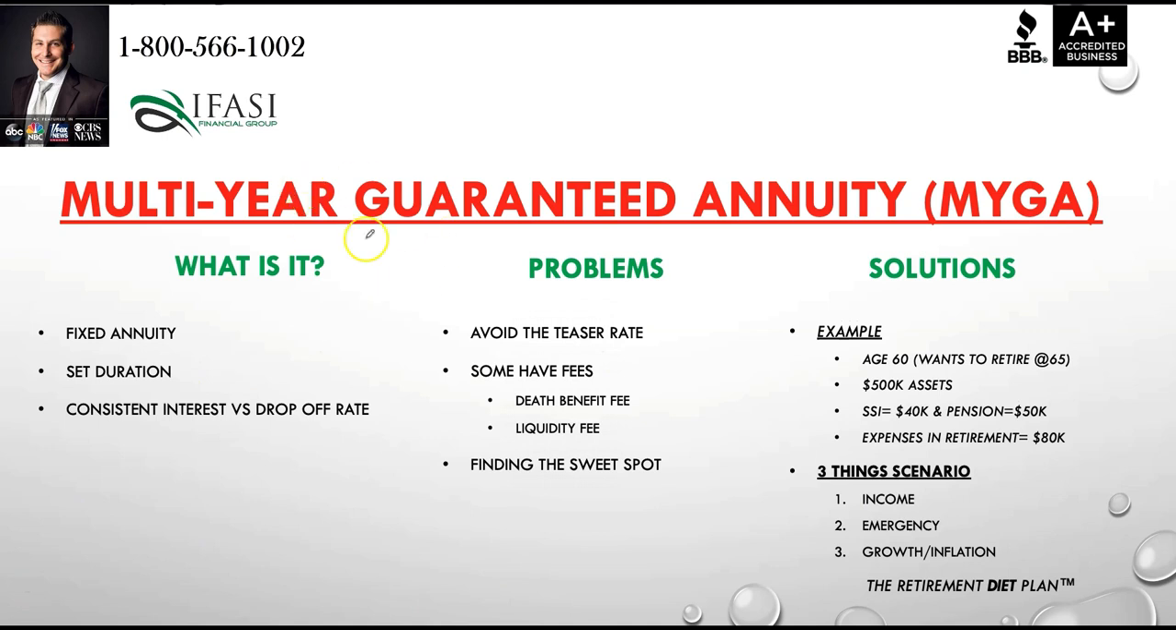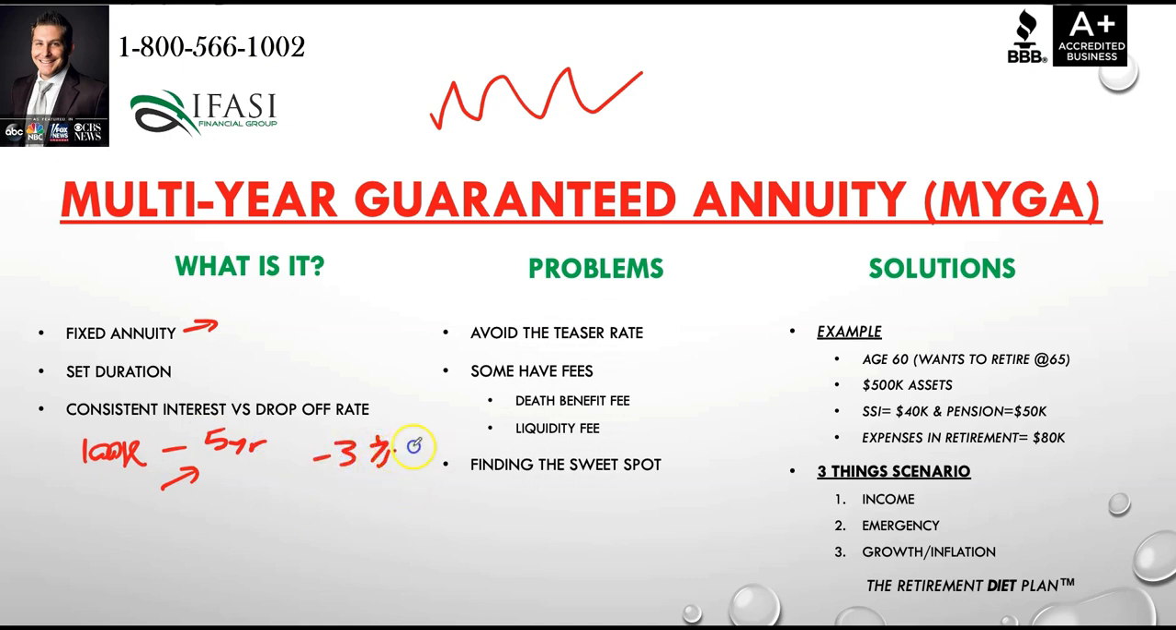So simply put, a MYGA or a multi-year guaranteed annuity is just a fixed annuity. The difference between that and a variable annuity, as an example, is a fixed annuity will pay a fixed interest rate each year. So regardless of whatever the market's doing, at the end of the year, let's say you set up $100,000 into a 5-year account, and this was going to pay you a 3% rate of return, and let's just say that it was a consistent rate of return.